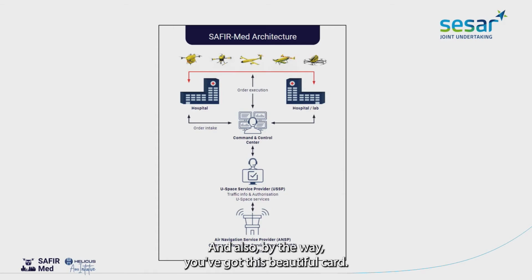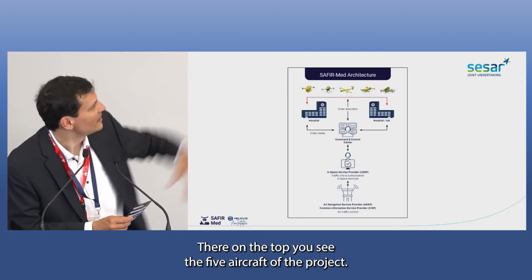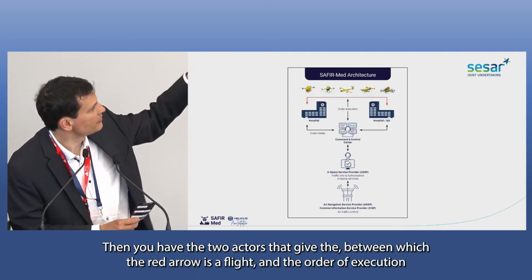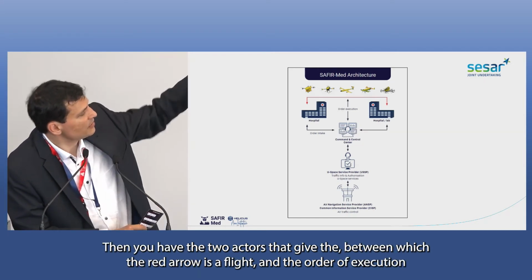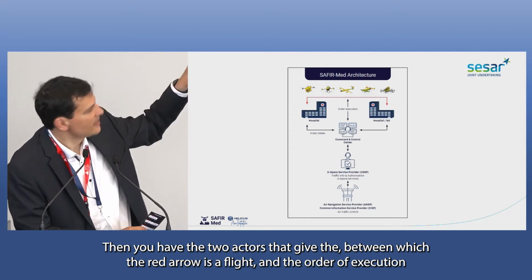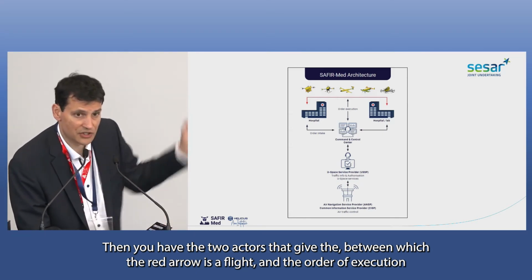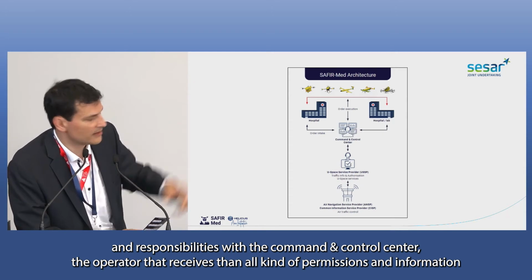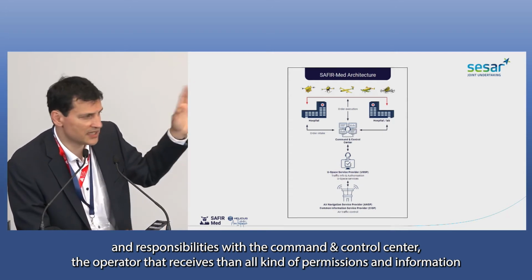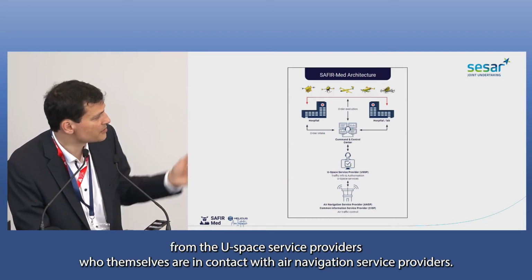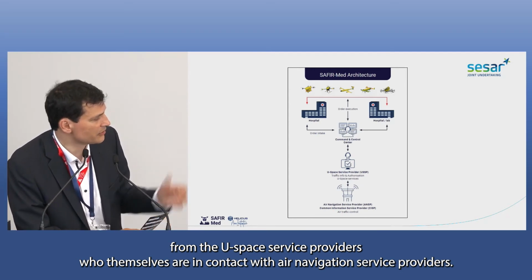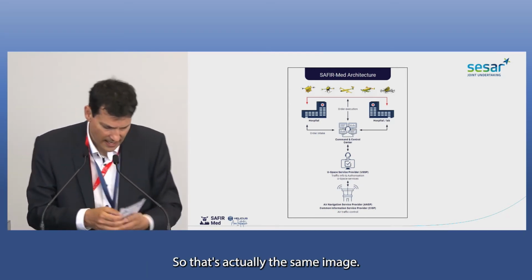By the way, you got this beautiful card. At the top, you see the five aircraft of the project. Then you have the two actors between which the red arrow is a flight. Then the order execution and responsibilities lie with the command and control center, the operator, which receives all kinds of permissions and information from the U-space service providers, who themselves are in contact with air navigation service providers. So that's actually the same image.